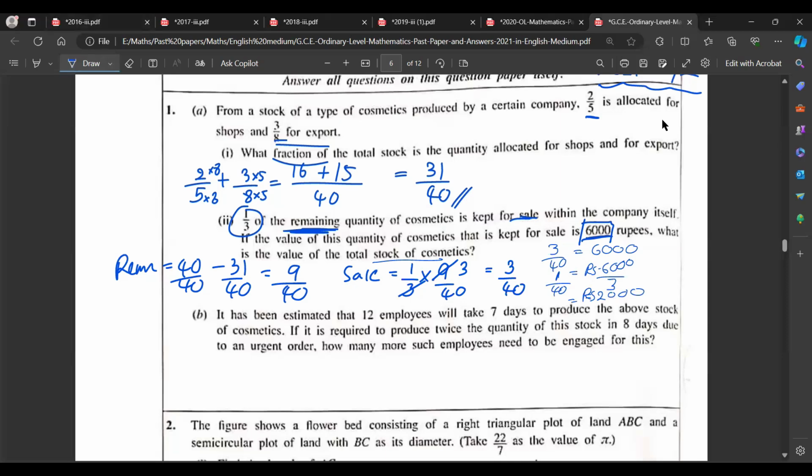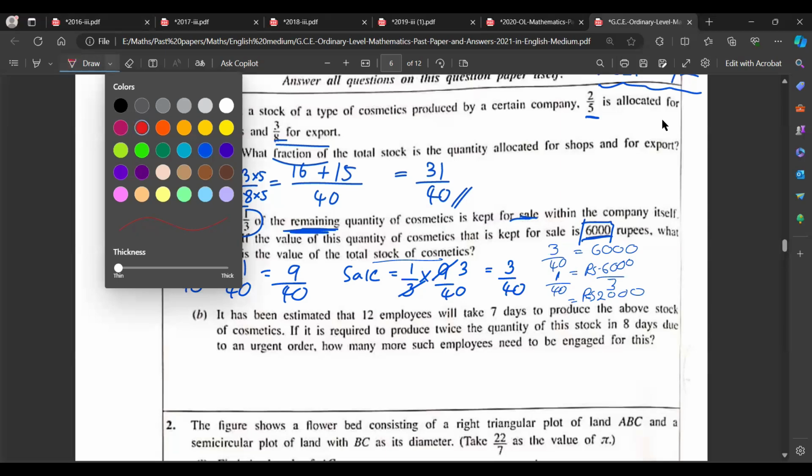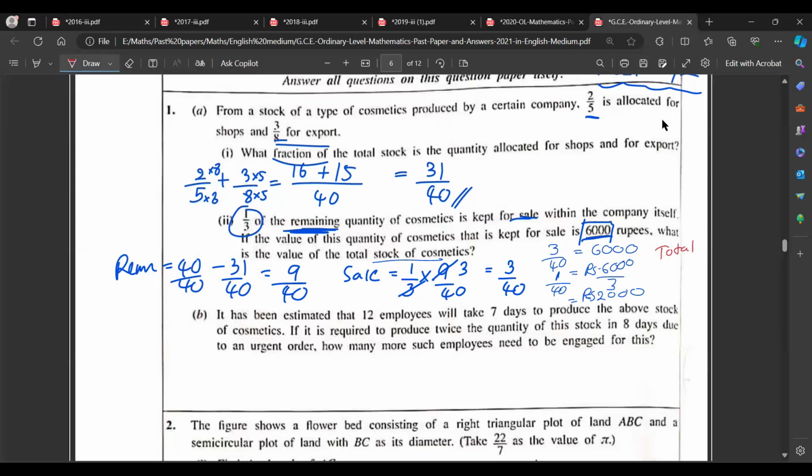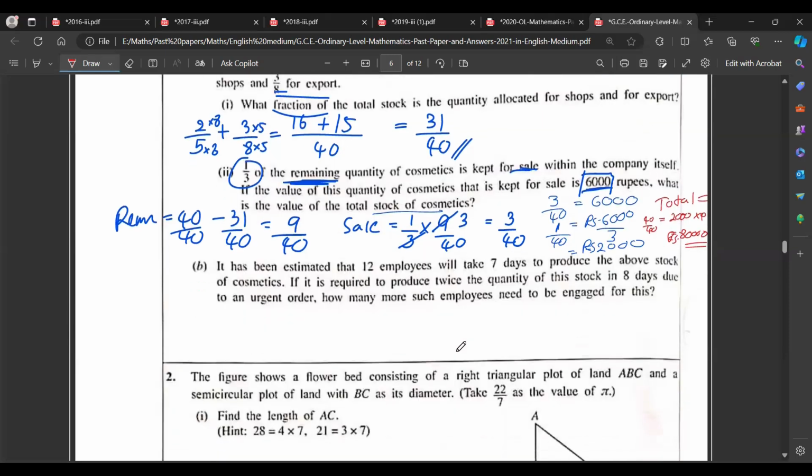So for the total, I will draw with a separate color, otherwise it is not clear. The total should be what? You have to consider 40 parts, no? One part is equal to 2,000, so multiply that by 40. 40 into 2,000: 4 into 2 is 8. It is 80,000 rupees. So the total should be 80,000 rupees.